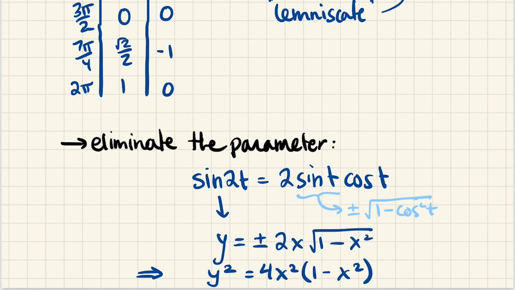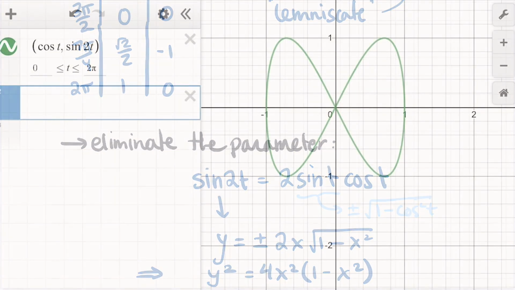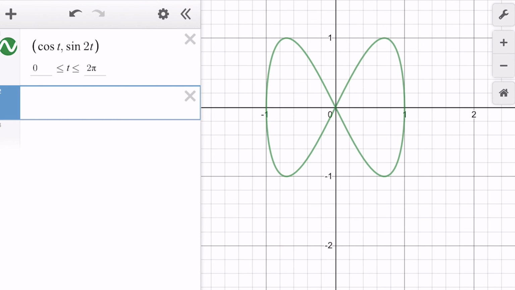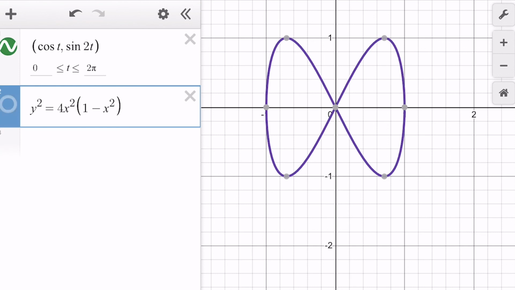All right, let's go to Desmos and see if this makes any sense at all. Okay, so there's our lemniscate, cosine t comma sine 2t. Let's put in the Cartesian equation that we found. Hooray! It works.